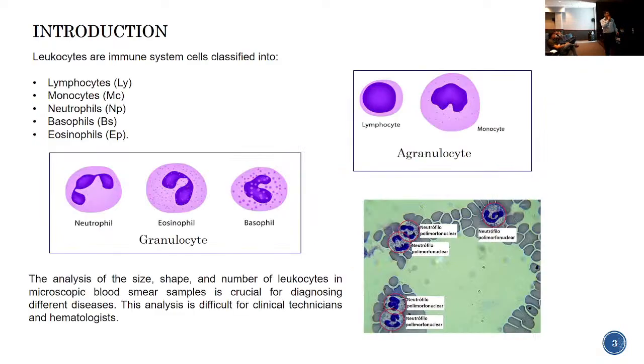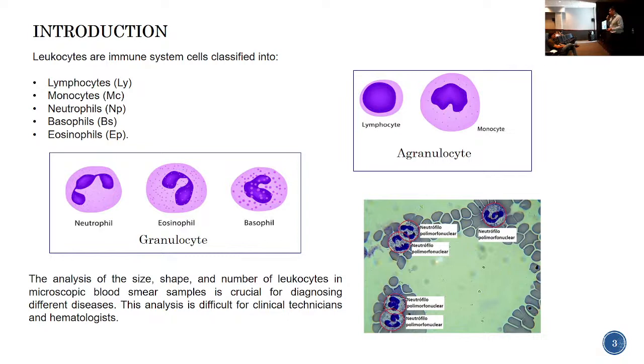Let's start. First, leukocytes are cells that are part of the immune system. They can be divided into 5 types: lymphocytes, monocytes, neutrophils, basophils, and eosinophils. The 5 of them can be divided, just for your knowledge, into 2 groups: granulocytes and agranulocytes. Here we can see that granulocytes have little dots inside the cell, and the agranulocyte doesn't.